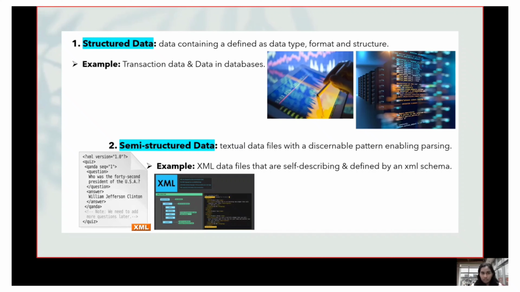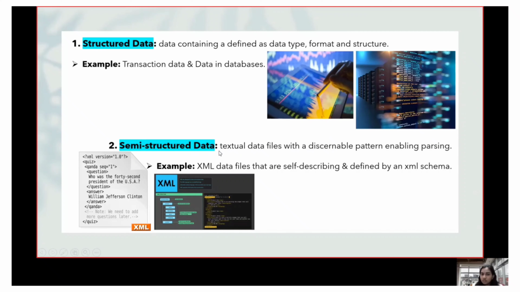Maybe you all are wondering what structured data is. Structured data is data that contains a defined data type, format, and structure. For example, we can say transaction data and data in databases. These are transactions that can be done in companies, shops, and many more places. And databases, actually, companies store their data in databases when there is a lot of data. Second is semi-structured data.